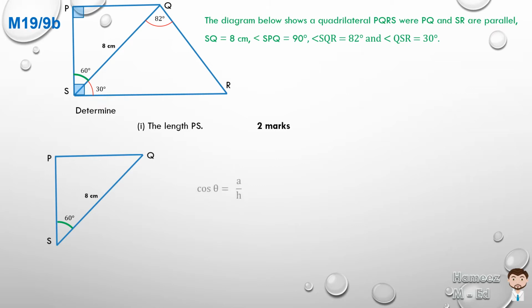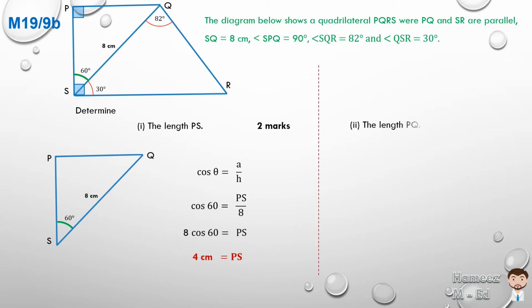So let's write the formula. Cos theta is equal to a over h, and let's substitute. Cos 60 is equal to PS, which is what we want to find, over 8. And if we want PS, the 8 is dividing. When I carry it across, it will multiply. We get 8 cos 60 is equal to PS. And cos 60 is a half. So a half of 8 means that PS is equal to 4 centimeters. And for the second part of the question, determine the length of PQ.